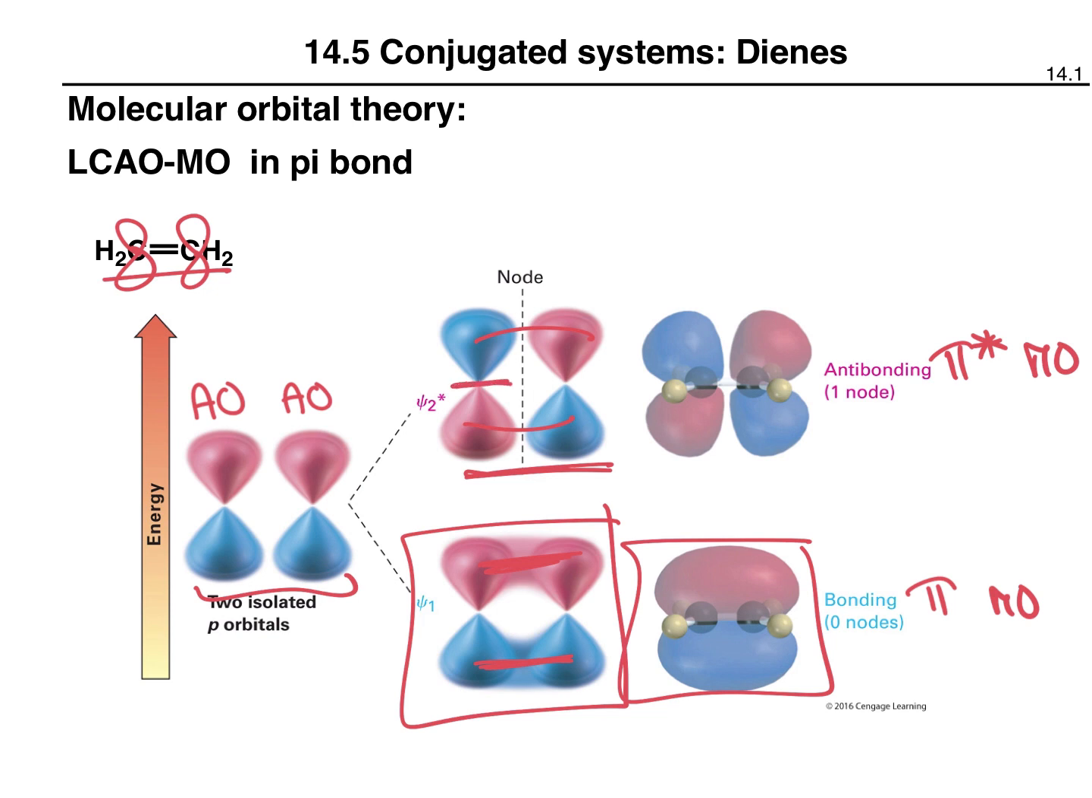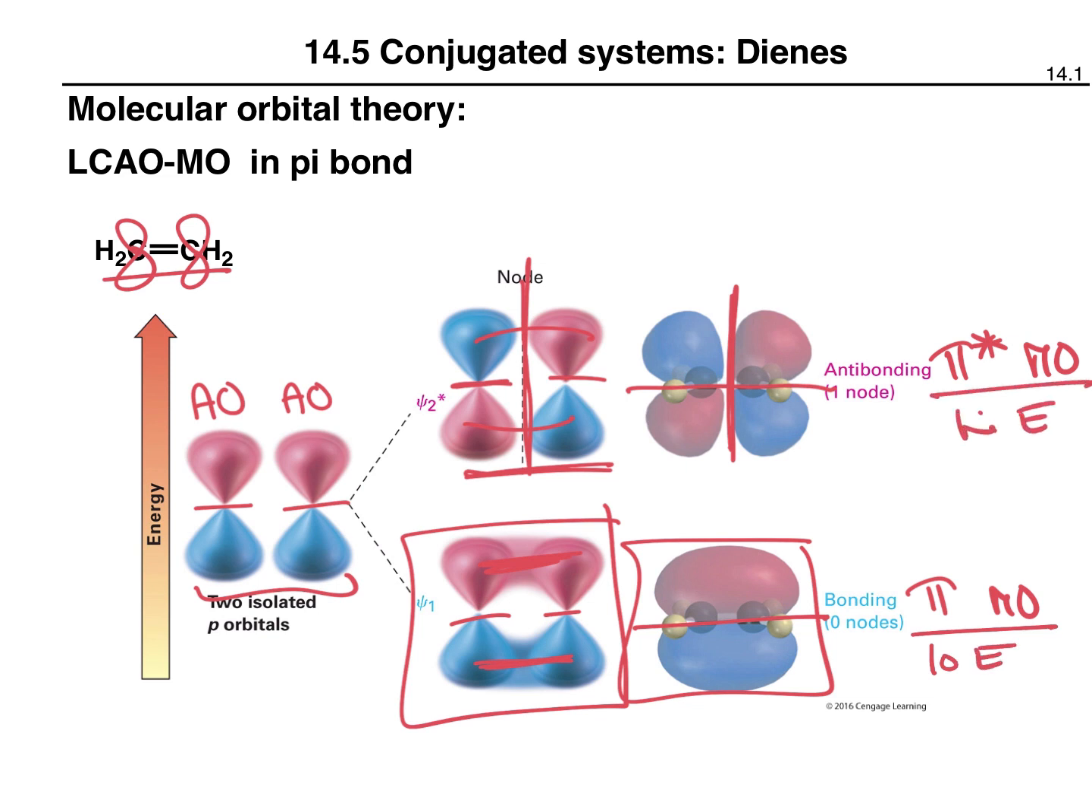We already have this node which exists in the p orbitals, but in an antibonding orbital, we get a node here as well. So we have some electron density, but not in between the atoms. The pi molecular orbital is lower energy, the pi star is going to be higher energy because of this extra node. When we think about this in a molecular orbital diagram, the pi molecular orbital is going to be lower energy, and the pi star molecular orbital is going to be higher energy.